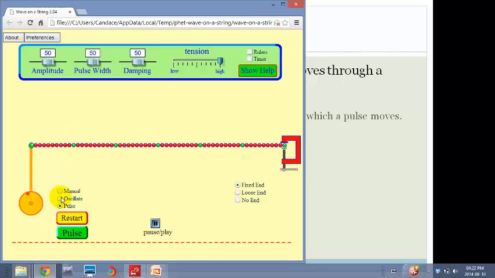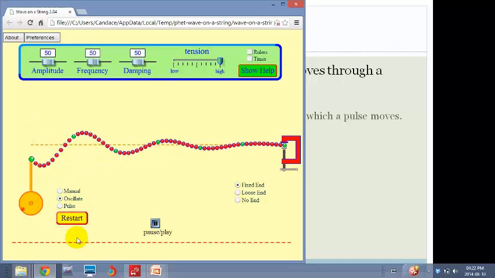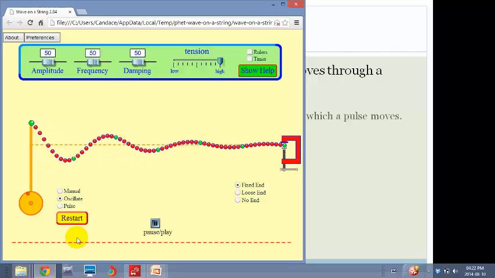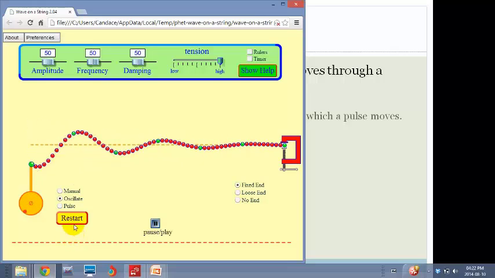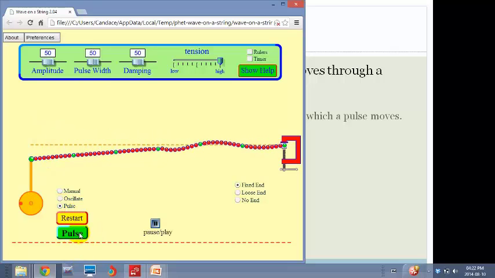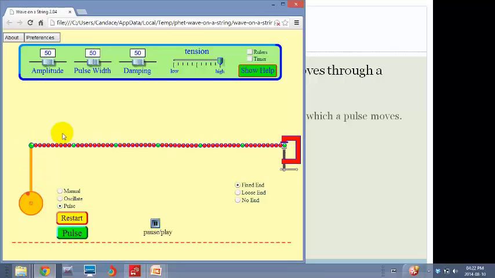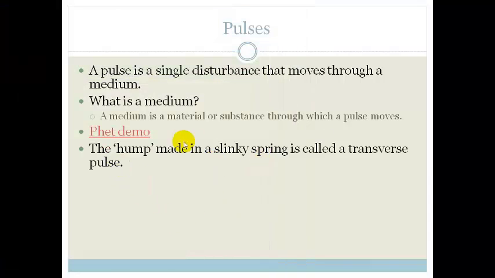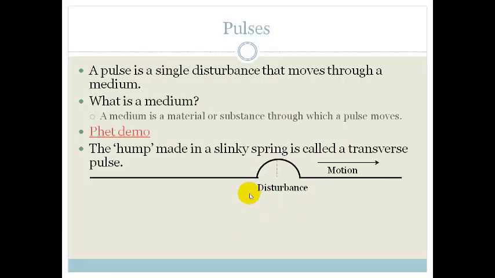If I had to oscillate it, you would see that we'd end up with a whole bunch of pulses, which in turn cause what we will eventually call a wave. But at the moment, we are talking about just a pulse, which is a single disturbance in the medium. So the hump made in the slinky spring is called the transverse pulse. That hump there is called a transverse pulse.